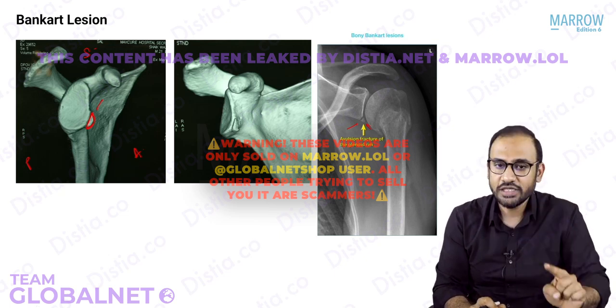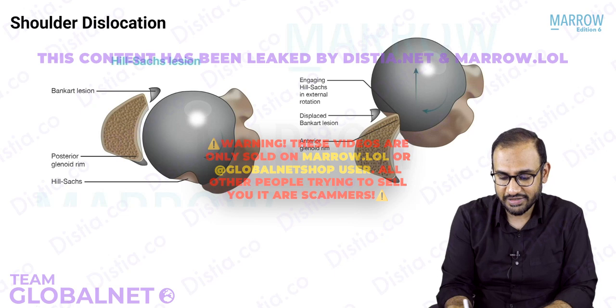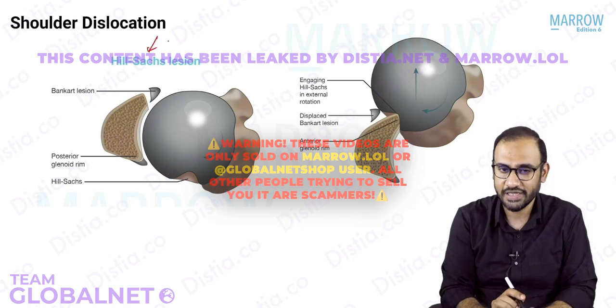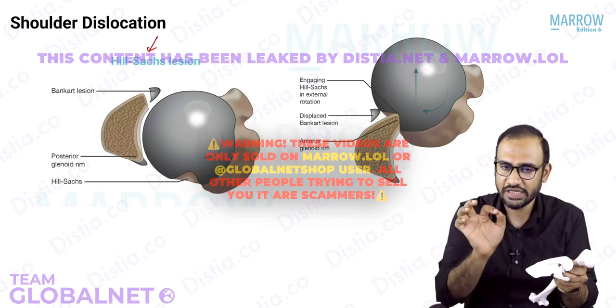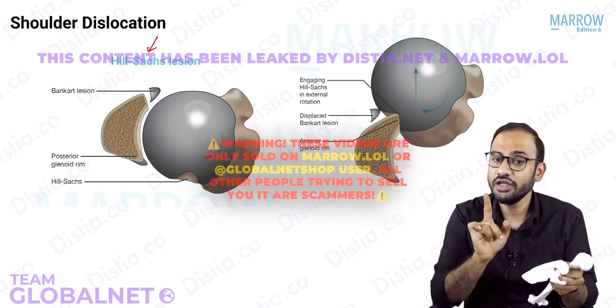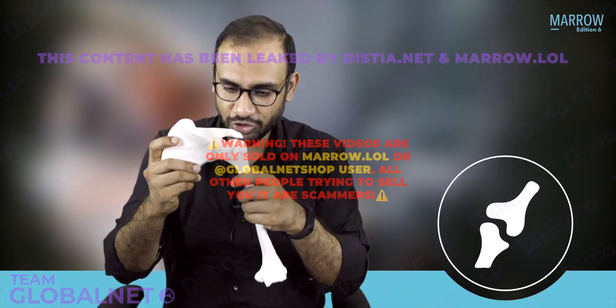Right. The second lesion I want you to remember is Hill-Sachs lesion. What is Hill-Sachs lesion? First thing, H for Hill-Sachs, it occurs on the head of the humerus. Now, see, if you have a shoulder dislocation, right?